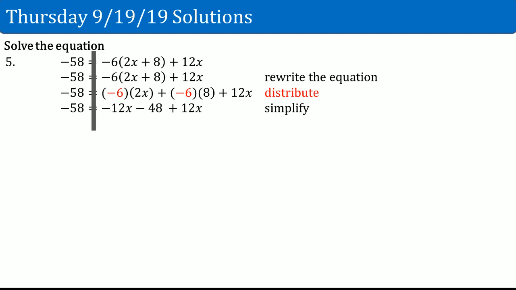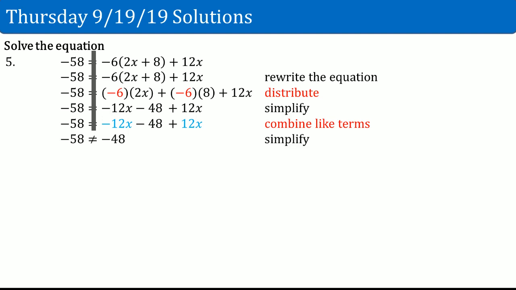Okay. So, what do you have here? Combining like terms, right? I see a negative 12x and I see a 12x on the right-hand side. We have to combine them. They're like terms. What's negative 12 plus 12? 0. Right? What do you have left over on the left-hand side? Negative 58. My right-hand side, negative 48. When is negative 58 ever equal to negative 48? Never. You would say that is no solution. Okay? That is no solution for this one.